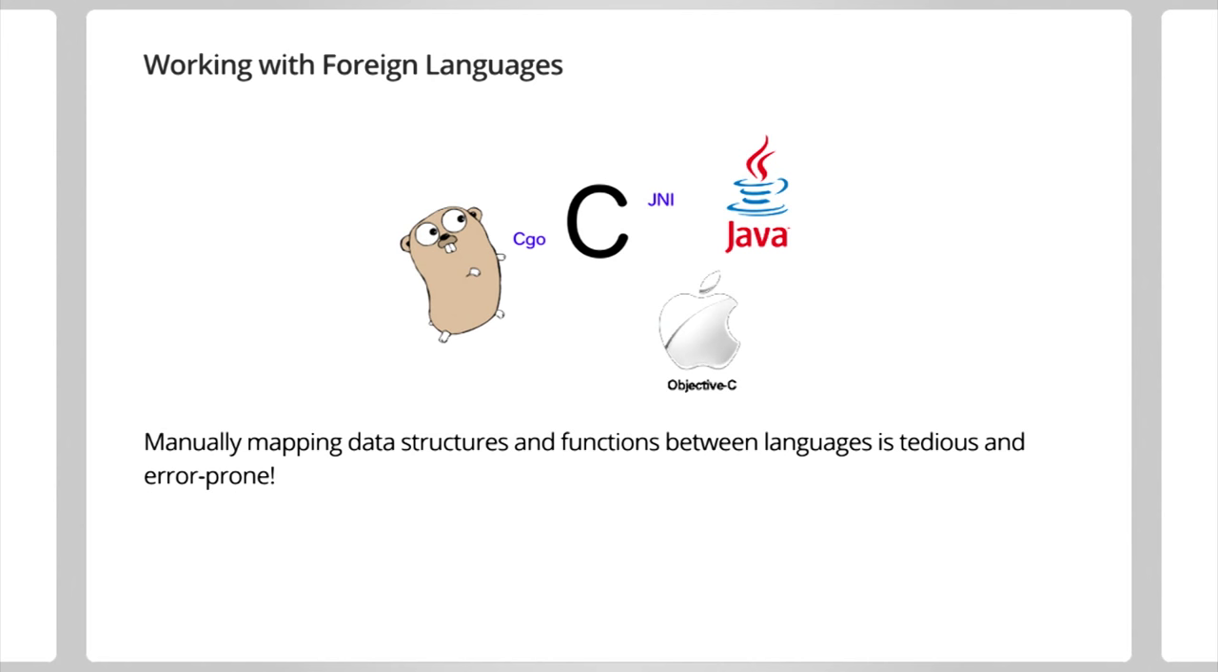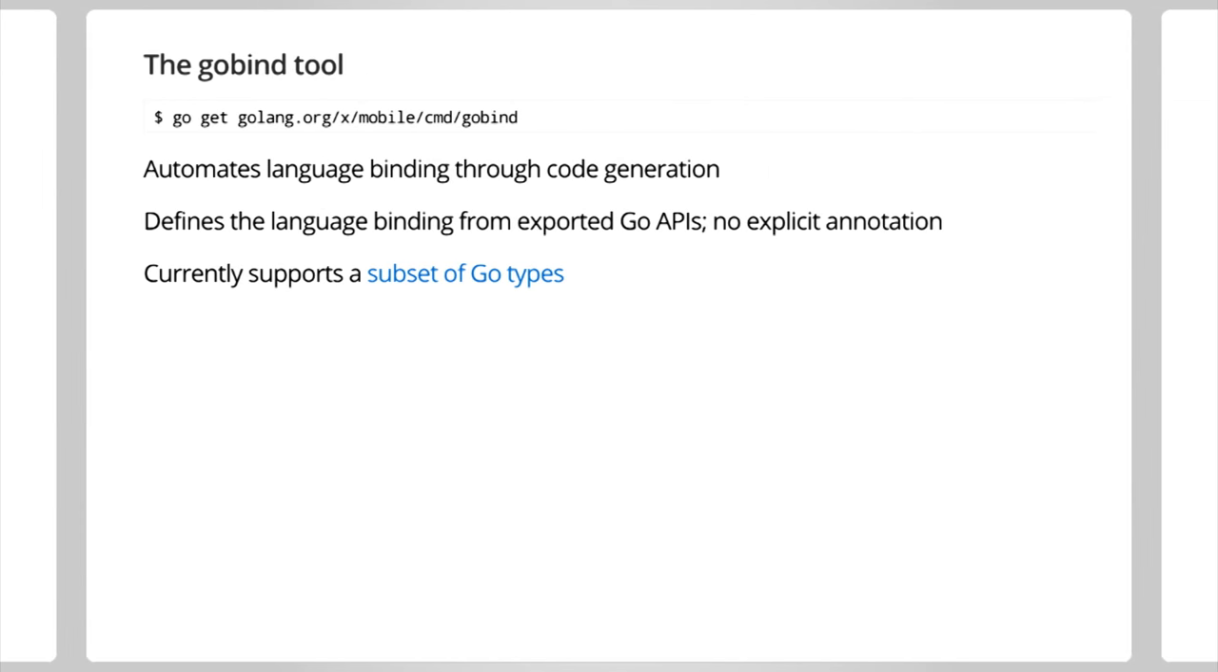So now we have all the tools. From C, we can call Go functions. And Java has JNI, so that you can call C functions. And Objective-C is a superset of C, so you can call C functions. So we have all these Lego blocks to build everything, right? But still, manually mapping data structures and functions between these languages is tedious and error-prone. So our answer to this problem is a tool, the Go bind tool.